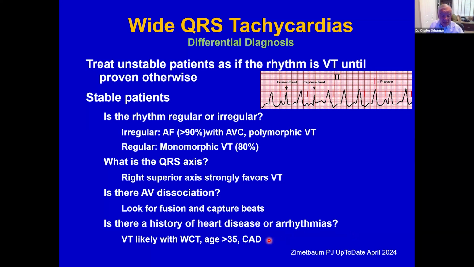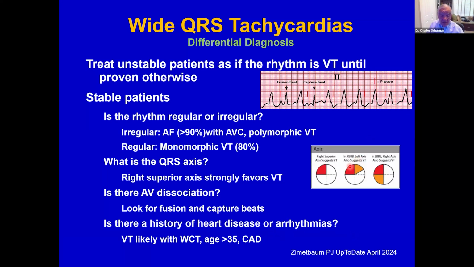So here's the axis, and the one we think about most is this right superior axis, so-called no man's land or northwest axis. That's almost always VT. This illustrates AV dissociation. The red marks are the P waves. You'll have a wide complex rhythm faster than the sinus rhythm in this case.